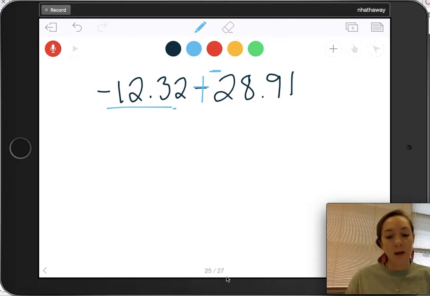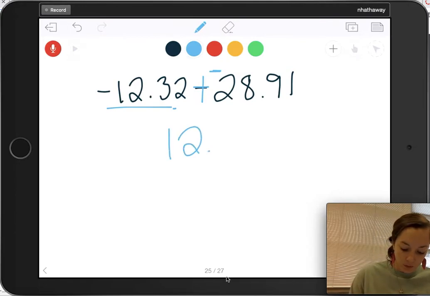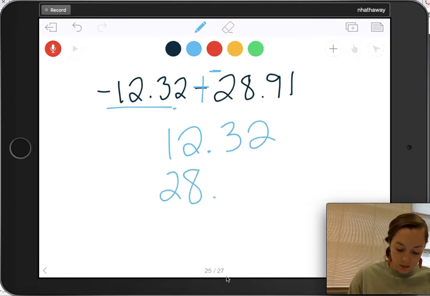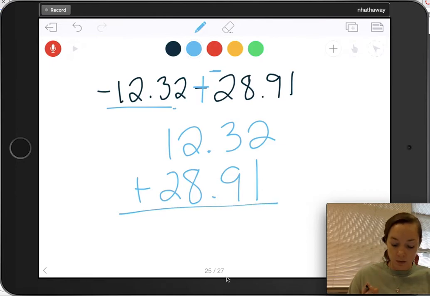What do I do when I'm adding and they're the same sign? You add the numbers. 12.32, 28.91, and I'm adding. Remember, keep your decimals lined up.